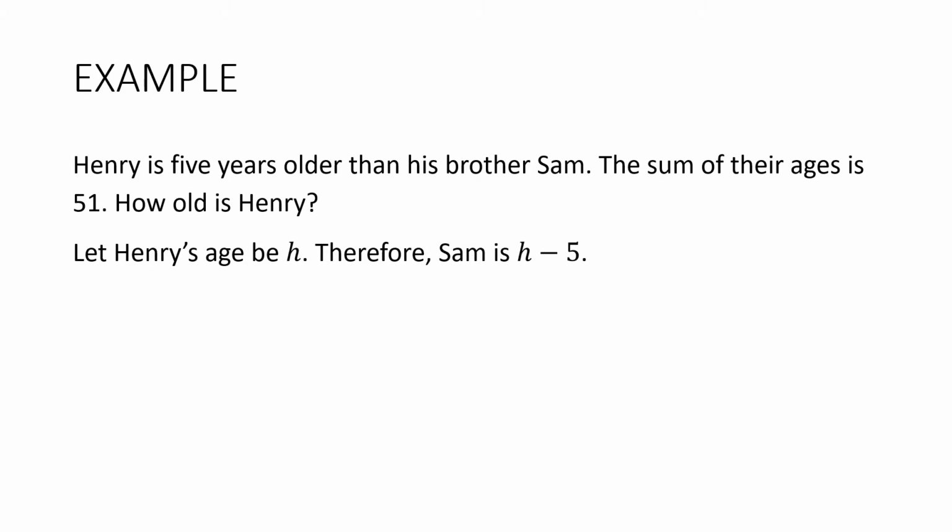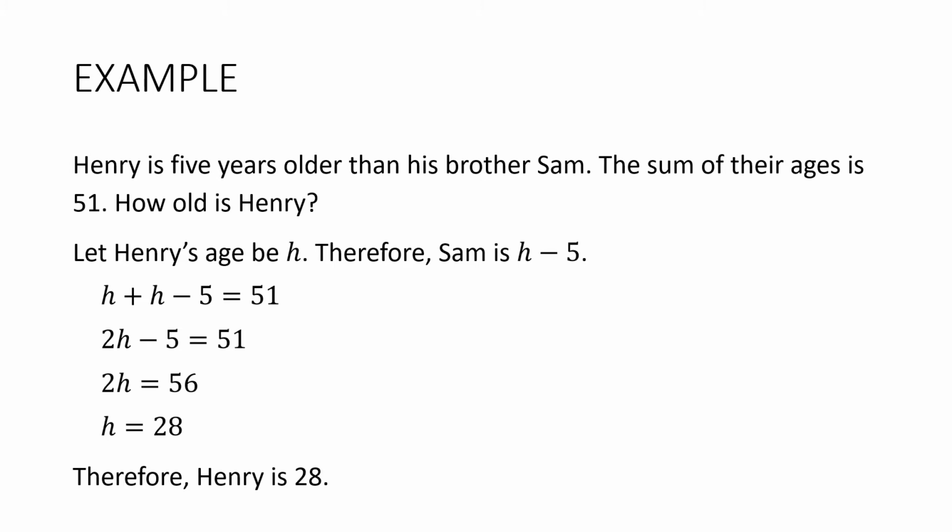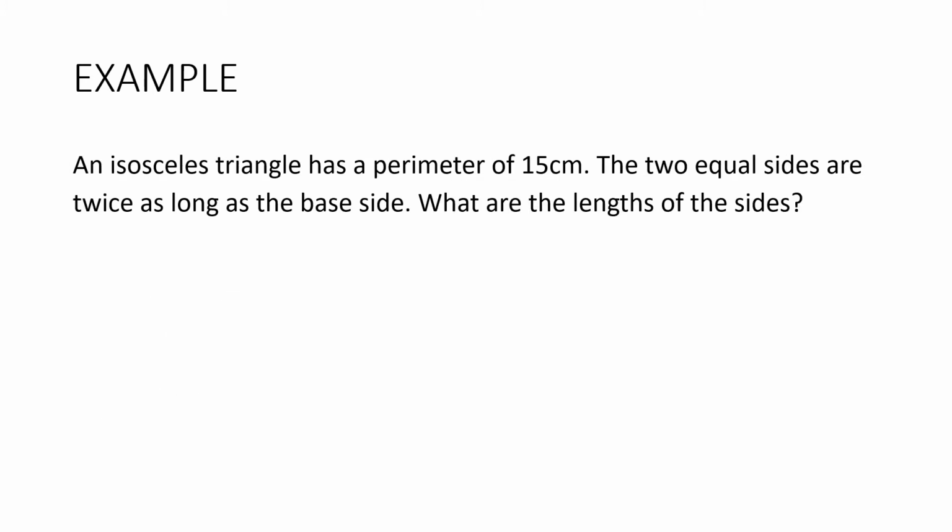Now the next bit in the question says that the sum of their ages is 51, so let's set up our equation. h plus h minus 5 is equal to 51. Now we need to solve our equation. 2h minus 5 equals 51. Take the 5 over, becomes positive 5. 2h is equal to 56. Divide both sides by 2. h is equal to 28. Now, we haven't finished, we've got to interpret the answer. Therefore, Henry is 28.